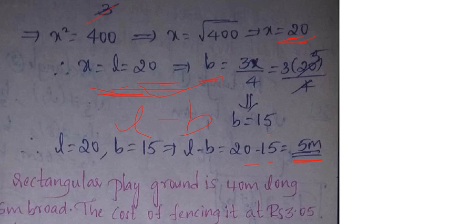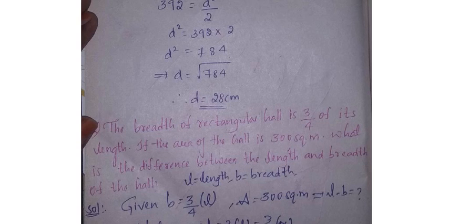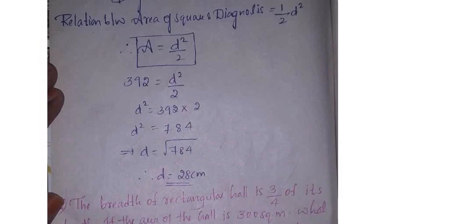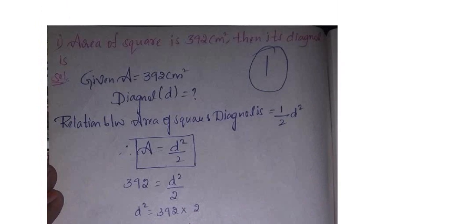See how easily we have done. What have we done first? We have assumed our length as x, then we got the breadth value by substituting in that. Then we found the length value and breadth value by using the formula of the area of the rectangle. Then we substituted the length value and breadth value, and we got the difference between them, that is 5 meters. Okay, now we shall move to the next problem.